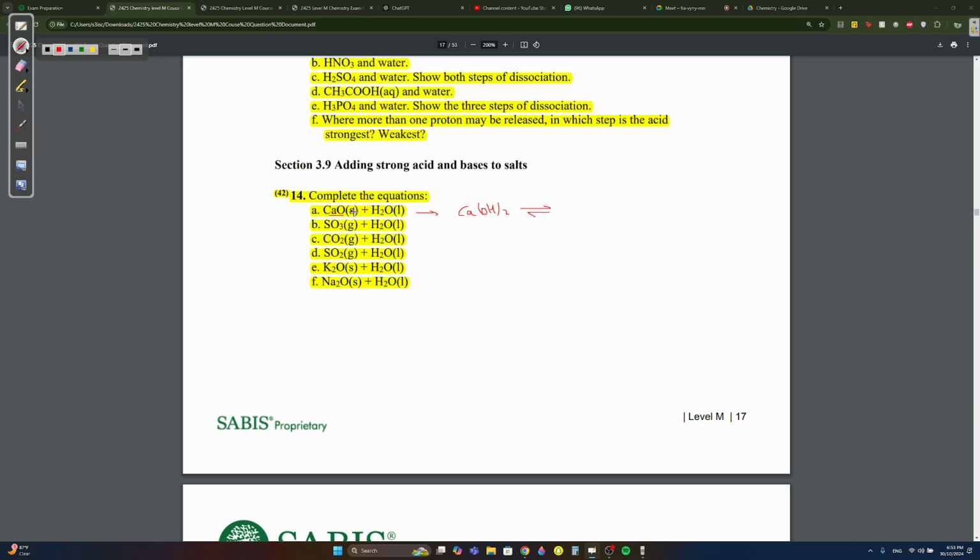Okay, so when you're adding an oxide to water, you change it into a base or an acid, then dissociate. Now dissociate Ca(OH)2, you get Ca2+ aqueous and 2OH- aqueous. I'm not going to write state symbols, but they're all aqueous.